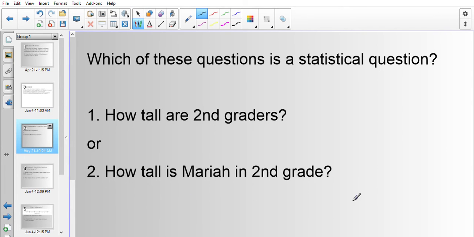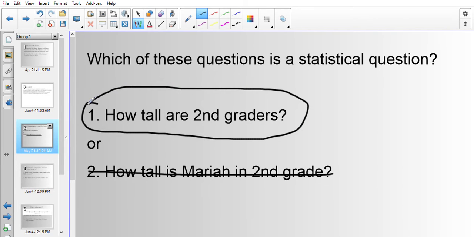And let's take a look at number 2 first. Well, how tall is Maria in second grade? Is that a statistical question? Did I need to collect one piece of data to answer this question, or did I need to collect multiple pieces of data? Well, Maria is just one person, presumably, right? So that would just be one piece of data. So that's not a statistical question. How tall are second graders? Like all second graders? Well, that would be a question that would have to be answered by collecting multiple pieces of data. Okay, so that indeed would be a statistical question.